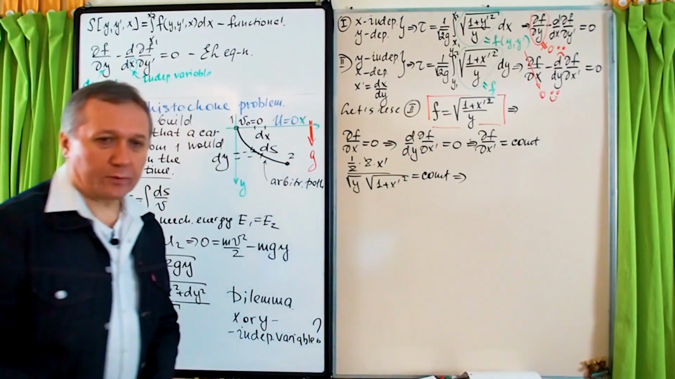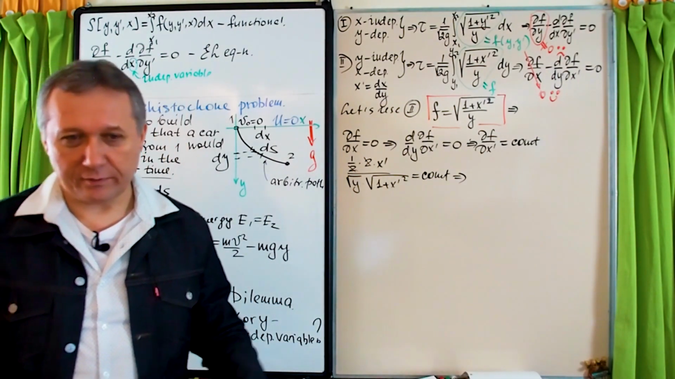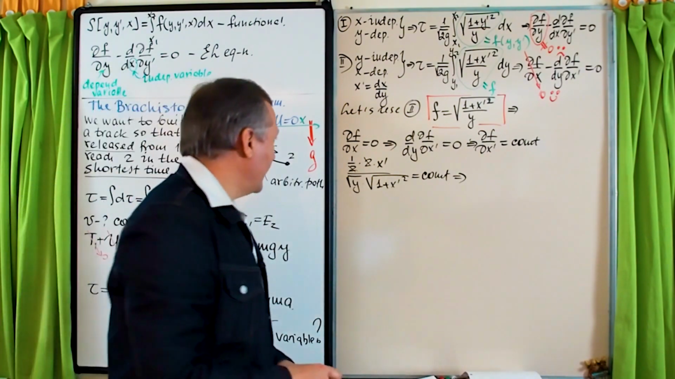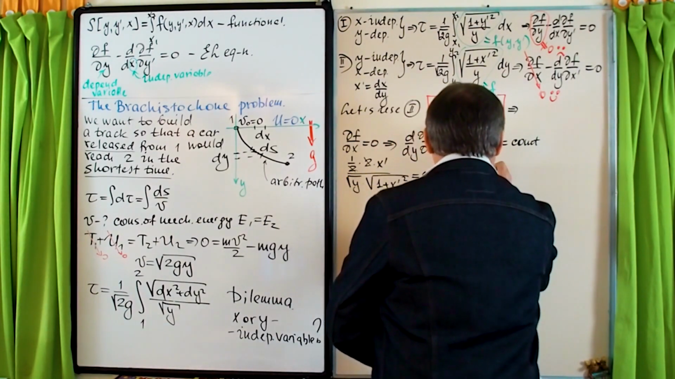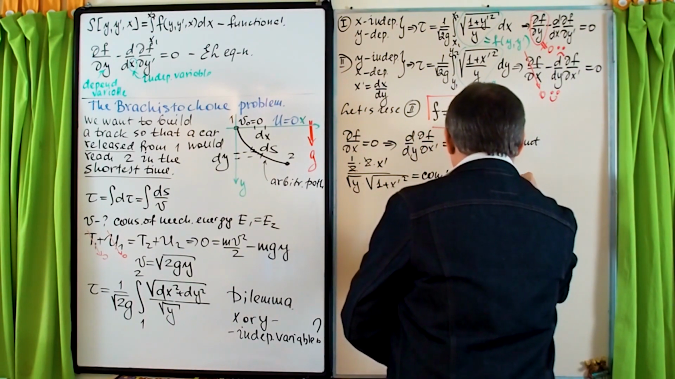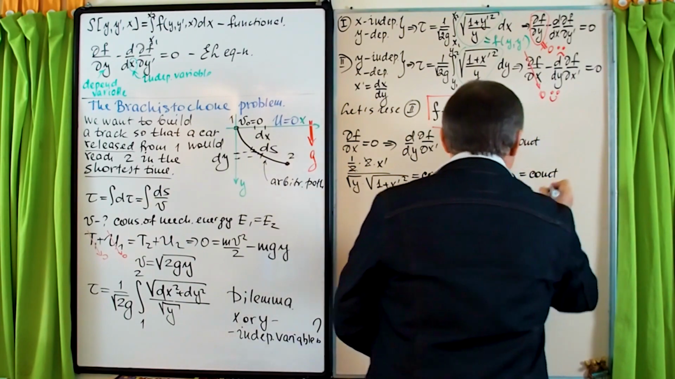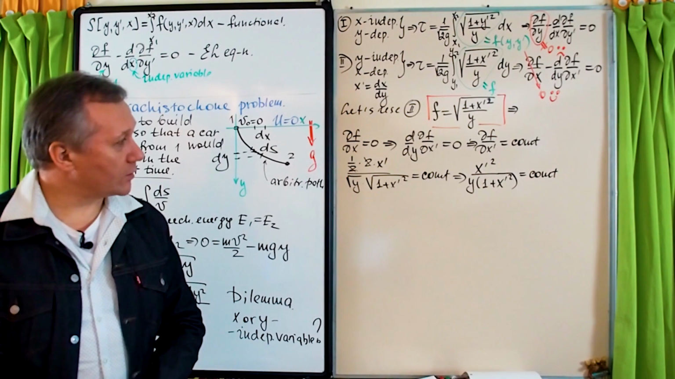Okay, so the next step, of course, whenever I see square roots, they make me feel uncomfortable. So every time I try to square it to get rid of them. Right. So let's square. Of course, we will end up with x prime squared divided by y times 1 plus x prime squared equals a constant. Of course, it will be a different constant, but at this moment, I'm still writing it as a constant.